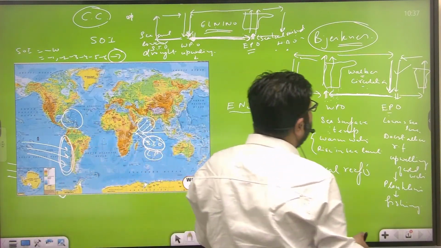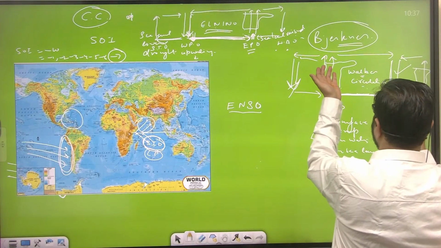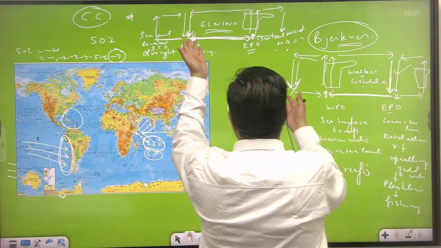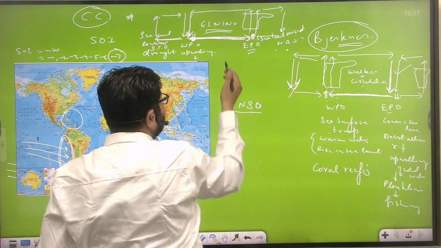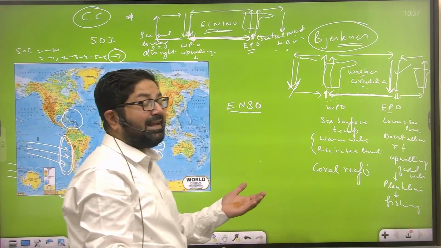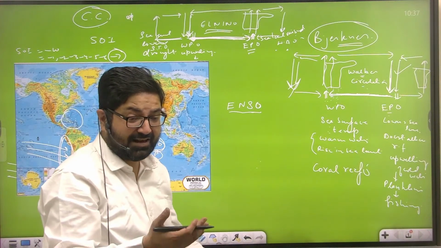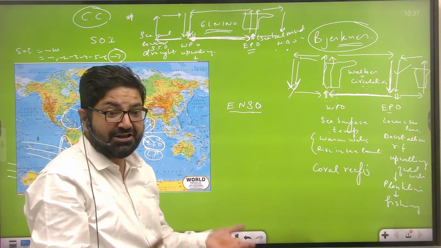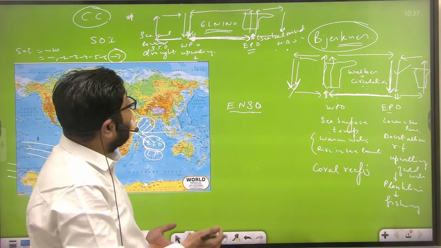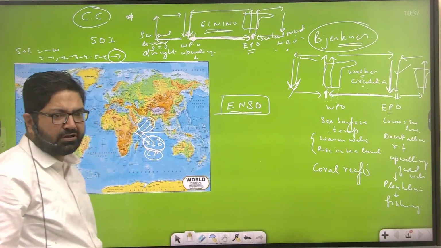If El Nino never came, the sea level would always remain like this, low in the Eastern Pacific Ocean and high in the Western. But it is because of El Nino that it gets reversed. So this southern oscillation is the reversal in the level of the equatorial East Pacific Ocean and equatorial West Pacific Ocean. The sea level of the equatorial East Pacific Ocean and equatorial West Pacific Ocean changes. This is known as the southern oscillation, and the official name of El Nino is ENSO, El Nino Southern Oscillation.